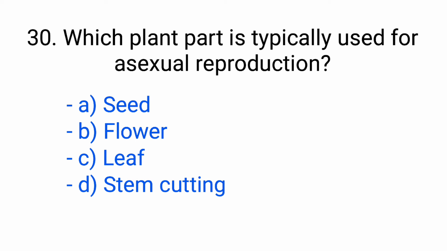Question number 30. Which plant part is typically used for asexual reproduction? Option A, seed. B, flower. C, leaf. D, stem cutting. The correct answer is option D, stem cutting.